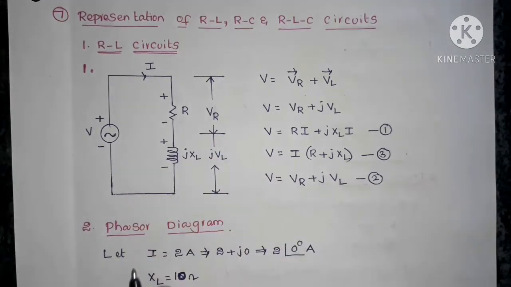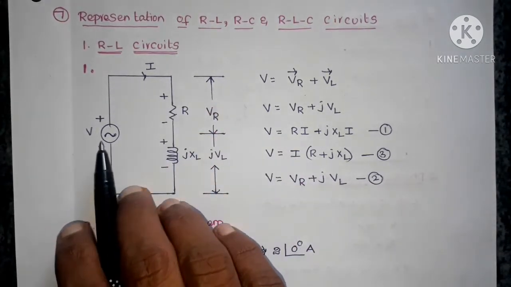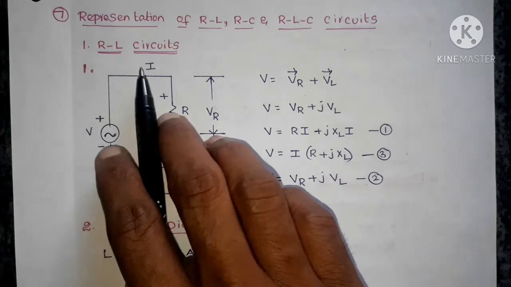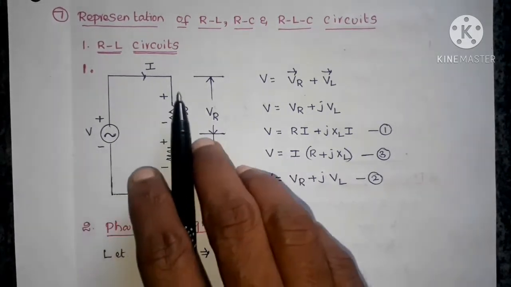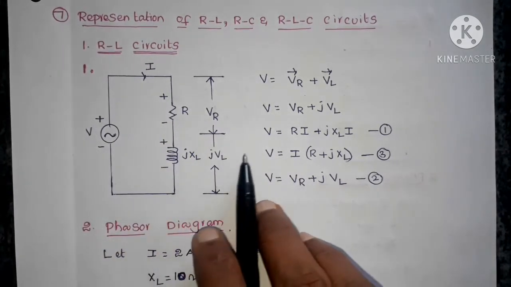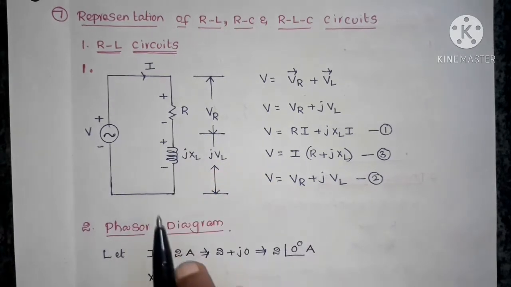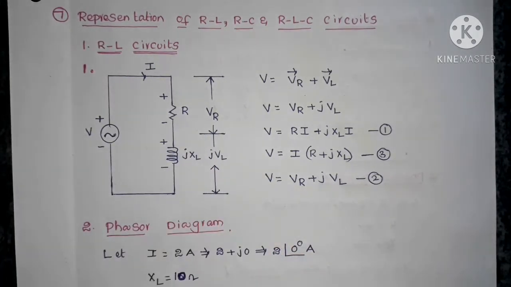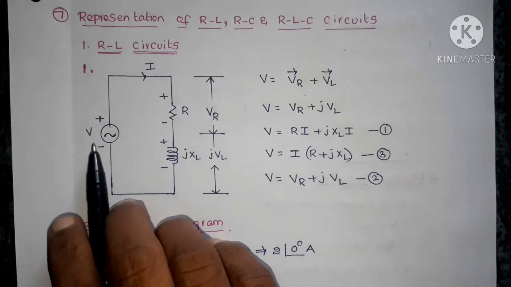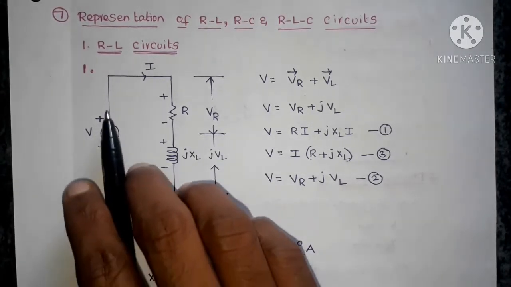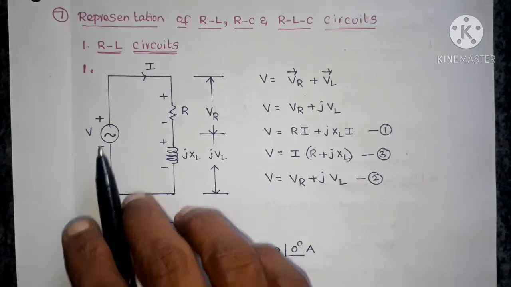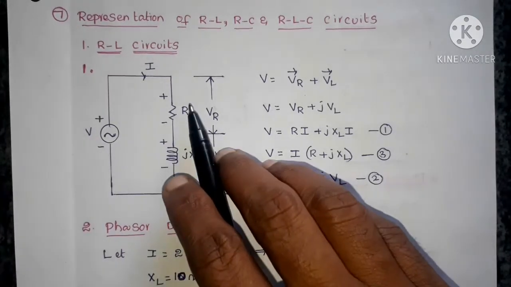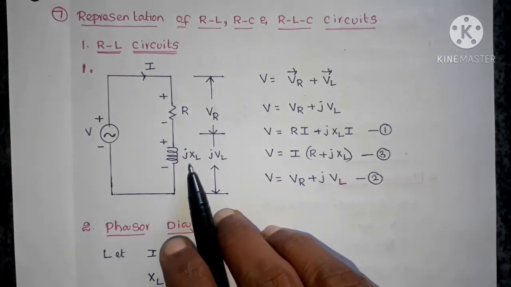They are connected in series, and this combination is connected to a voltage source V, and I is the current coming from the source and entering into the RL series circuit. VR is the voltage across the resistor, and jVL is the voltage across the inductor, and V is the source voltage. Three elements and one current. The same current is flowing in the source, resistor and the inductor.